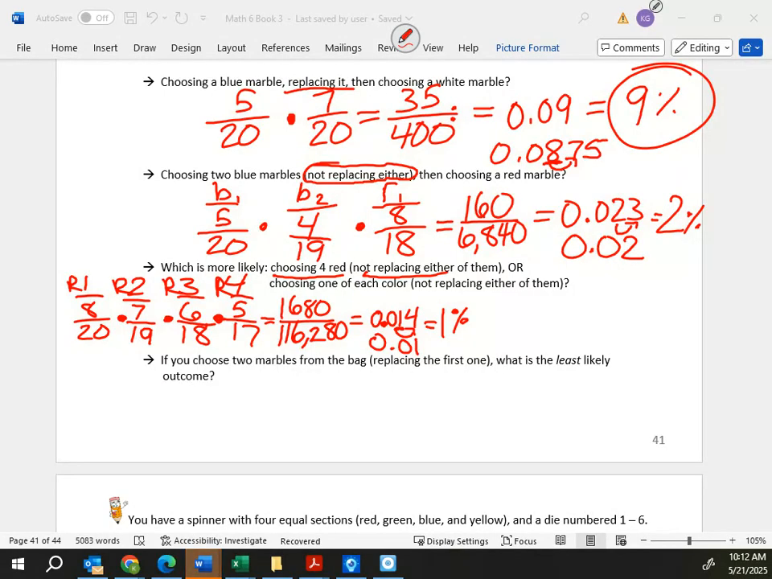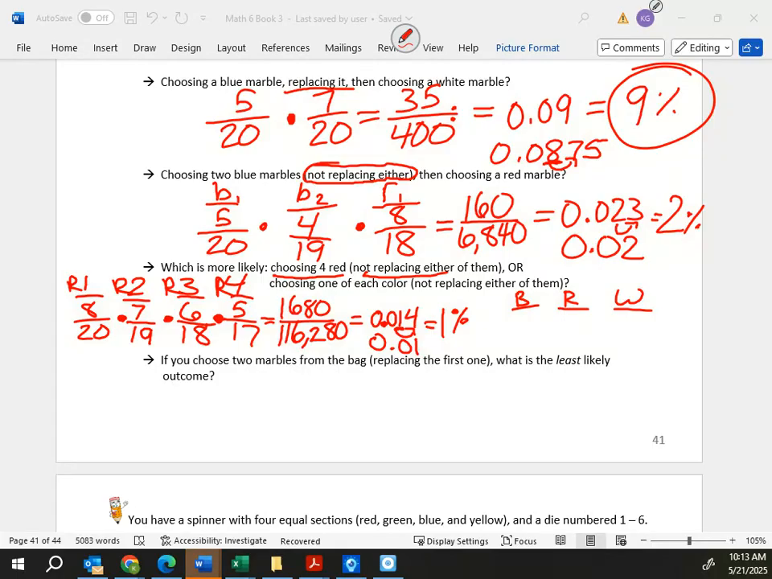Okay, so that's our first scenario. There's a 1% chance that we could get 4 reds in a row without replacing them. So now we need to figure out our second scenario, choosing one of each color, not replacing any of them. So how many colors do we have? We have the red, blue. I like to start at the beginning. So we have a blue, a red, and a white. So there are 3 colors we need to pick, not replacing any of them.